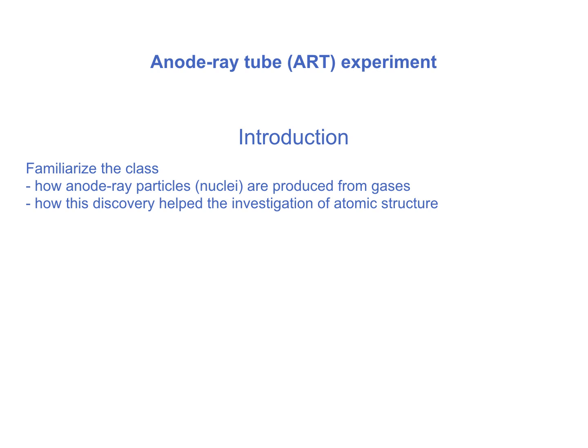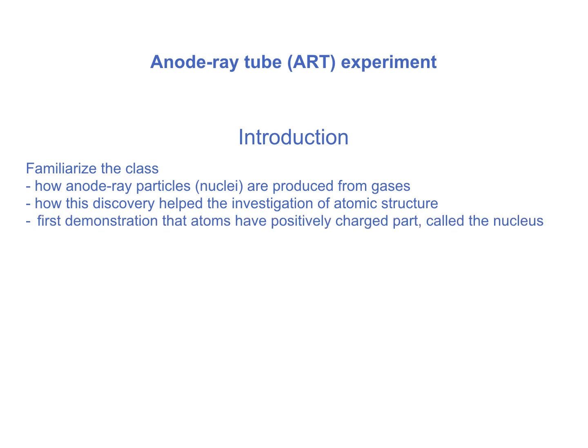This is the missing piece in Thomson's model. And this is the first demonstration that all matter has positively charged particles, which were later named the nucleus. And isotopes were discovered. Isotopes are the elements that have the same atomic number but different atomic masses. So these were discovered for the very first time.